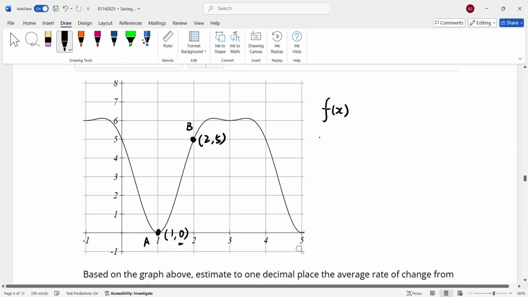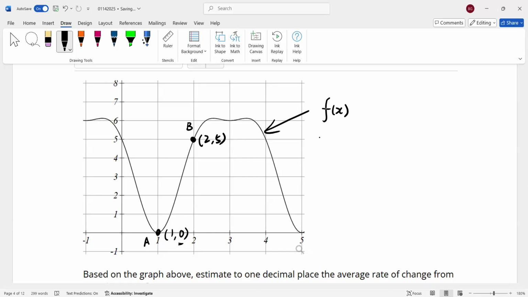We are looking for the average rate of change of the function f, which corresponds to the curve over the interval 1 to 2, right? Because from x equals 1 to x equals 2. Then by the formula, the average rate of change is f of b minus f of a all over b minus a. Here, a is the left endpoint of the interval, which is 1. B is the right endpoint of the interval, which is 2, right?